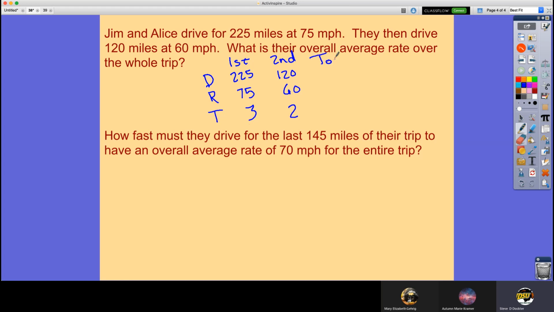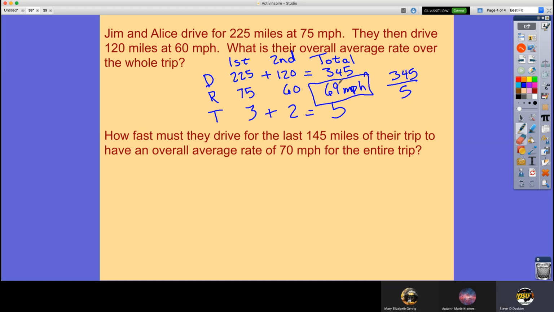So we need another column here. All right, and we need to look at the total for it. Well, we can figure out what the total time is. How much is the total time? We just add those together, right? We can figure out the total distance by adding those. And now, can we figure out what the total rate is? We would just take 345 divided by 5, and we end up with 69 miles an hour.